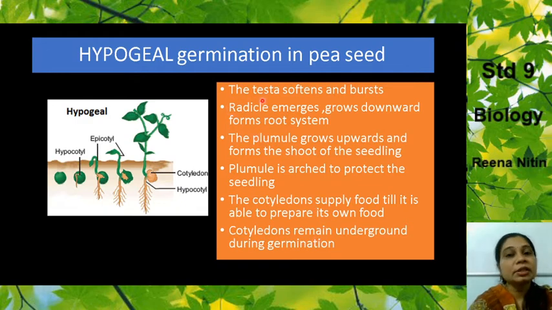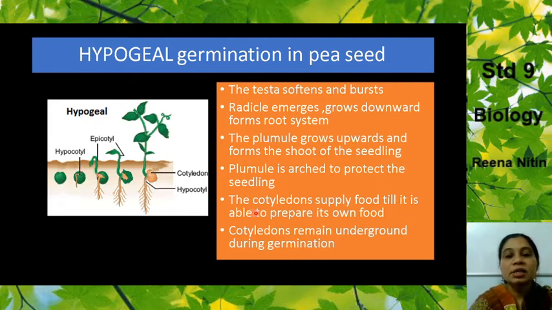Hypogeal germination. What happens in the initial stages of the germination? When you soak the seed in water, the seed absorbs the water, the testa, the outer covering seed coat, softens and it bursts. The seed coat comes out. Then the radicle emerges, grows downwards and forms the root system. The plumule grows upwards and forms the shoot system. The plumule is arched, in the shape of an arch, to protect the seedling. You can see over here it is in the arch shape, so it is protecting the seedling.